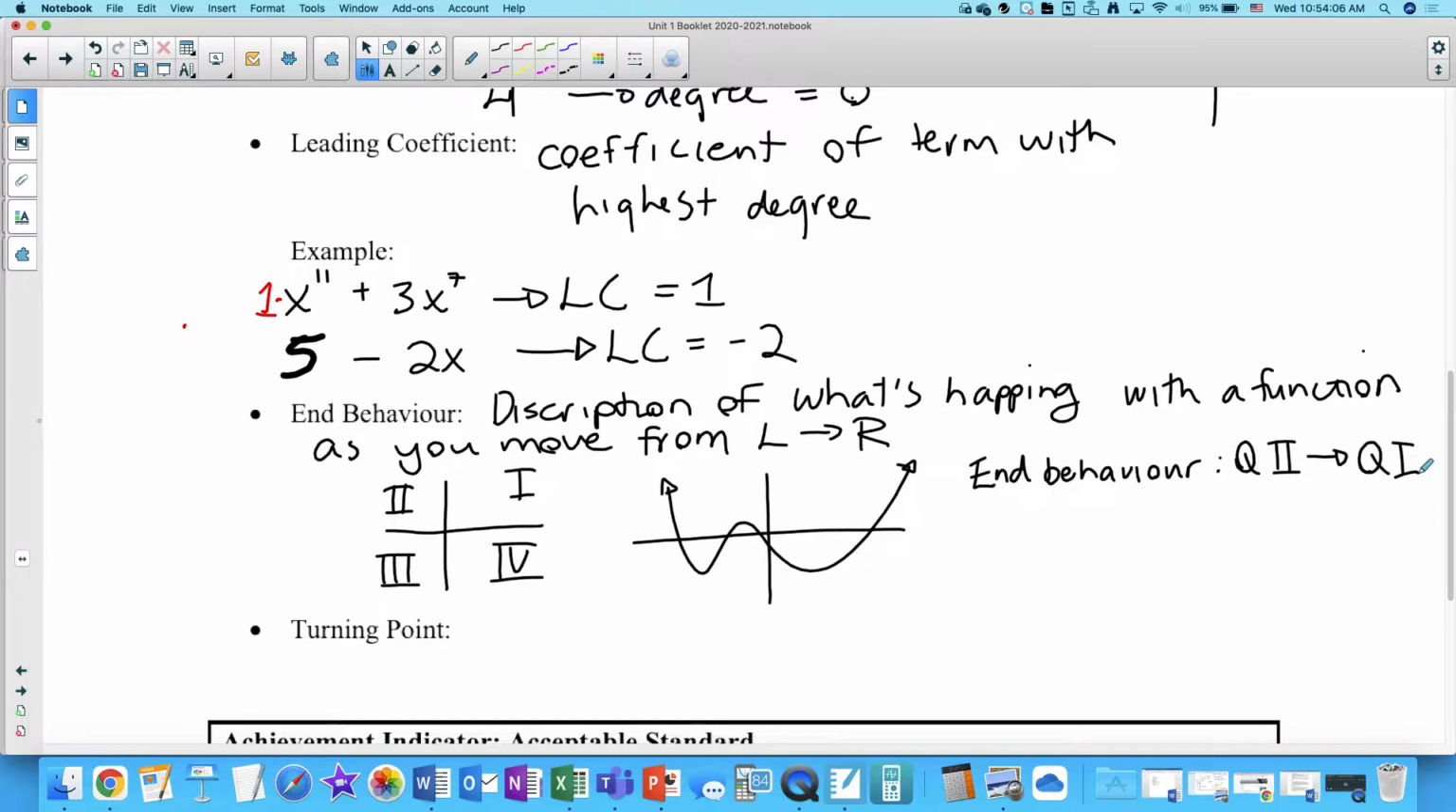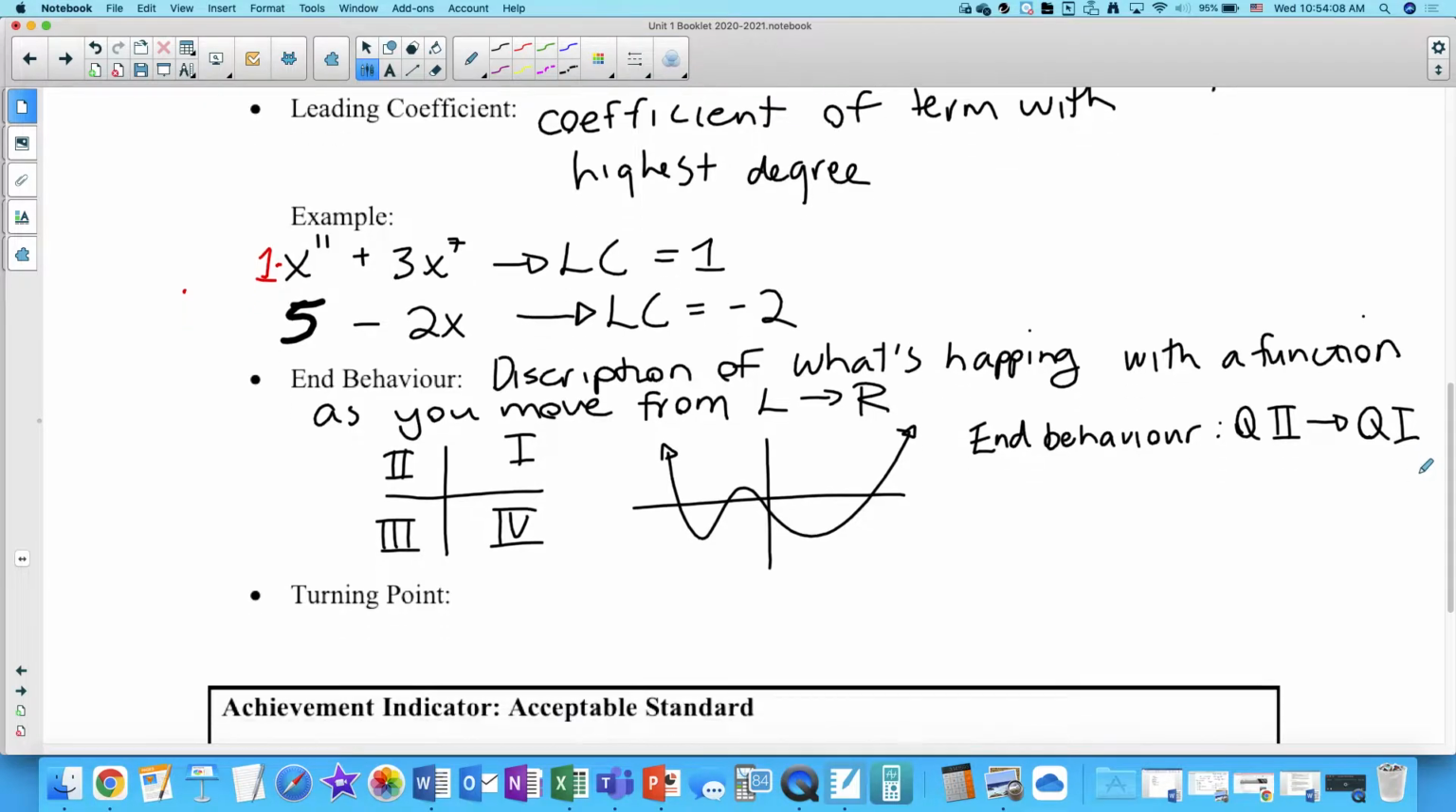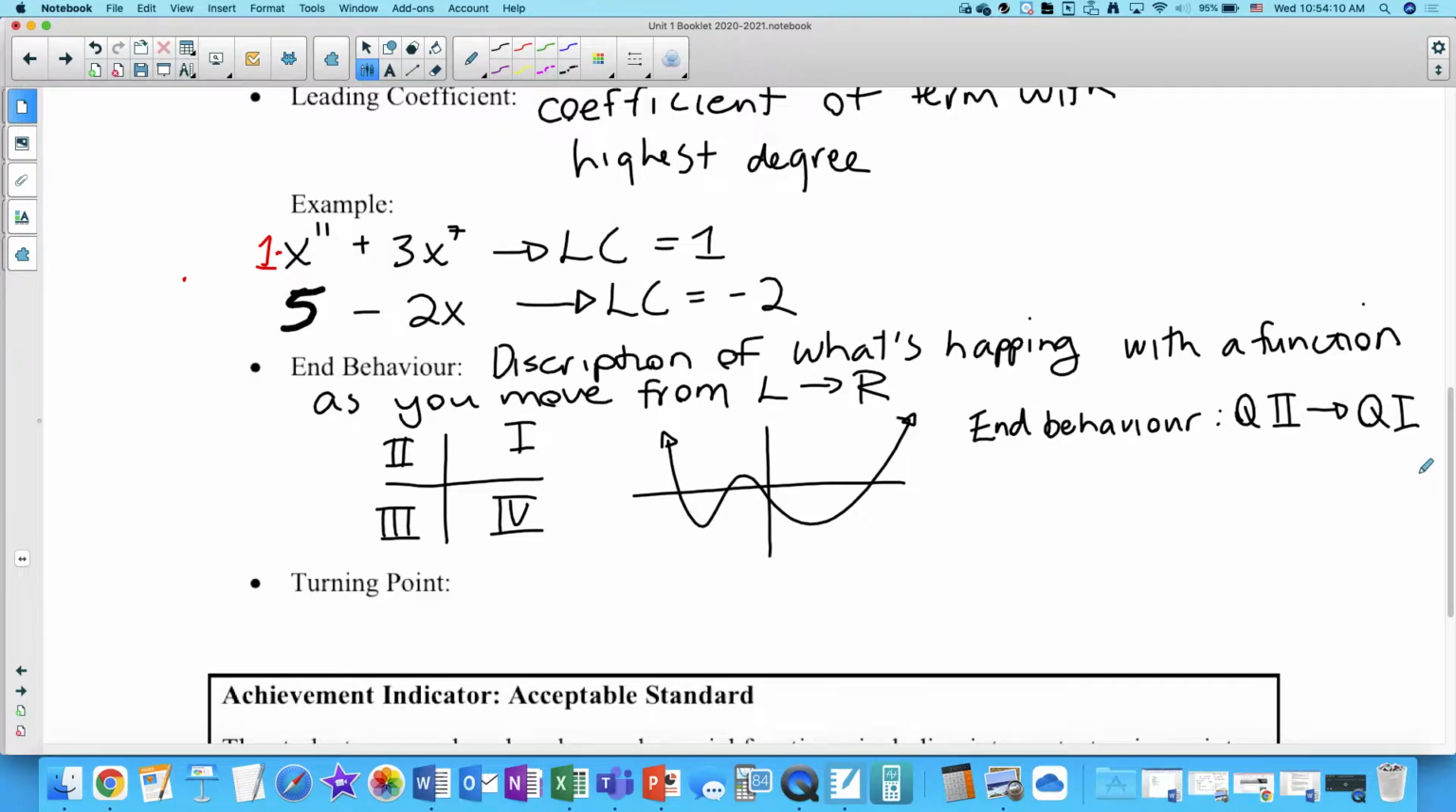Okay? If you have something like this, let's do one more example. Okay? Where does this guy start from left to right? Quadrant 4, and where does it end on the right? 1, yeah. So this is Q4 to Q1.